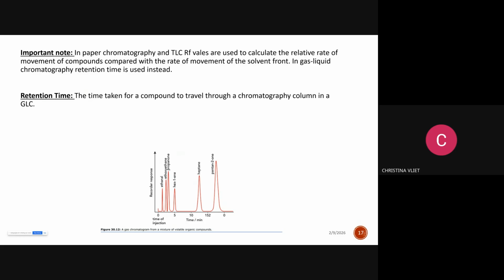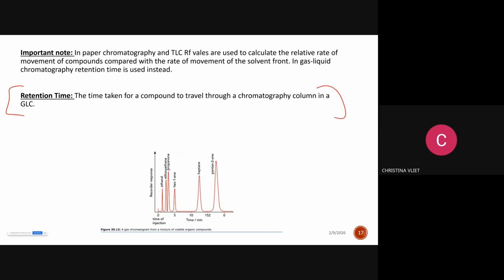But you'll see a graph that looks like this, and then it'll measure how long it took that gas to come out, and you'll be like, oh okay, so that took 175, I'm estimating, minutes. That must be pentan-2-one. And so it's an important note to know what retention time is. They did say that they want you to know this definition.